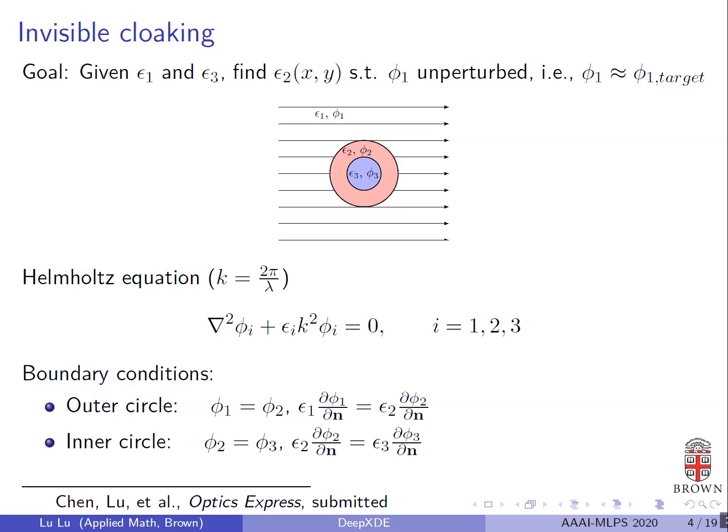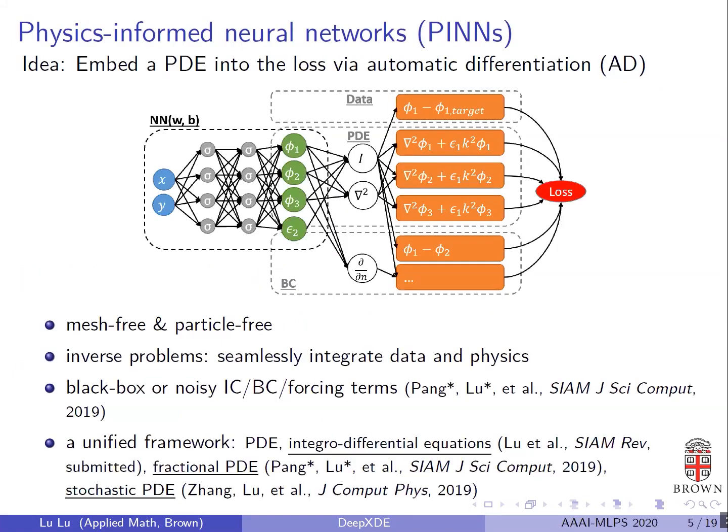So next, we try to combine the information of the measurements for phi 1 and also the information of the PDE here together to infer what the correct field for epsilon 2 is. And as I mentioned, we will use physics-informed neural networks for solving this problem. The basic idea of physics-informed neural networks is very simple. We will embed the PDE into the loss function of neural networks by automatic differentiation.